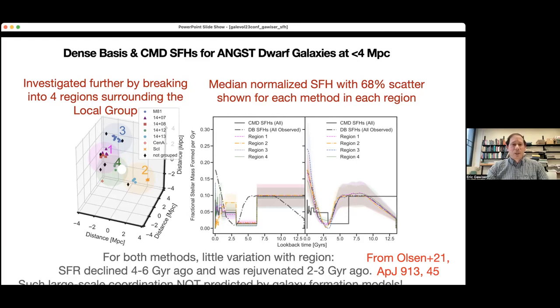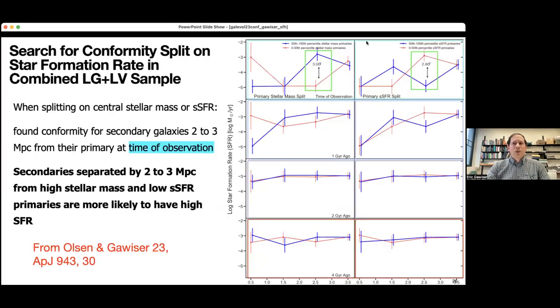As a follow-up project, Charlotte worked on searching for galactic conformity in now a combined sample in the local group and the local volume. For this, star formation histories used were just from the color magnitude diagrams, because it's impossible to get good integrated photometry for SED fitting in the local group.